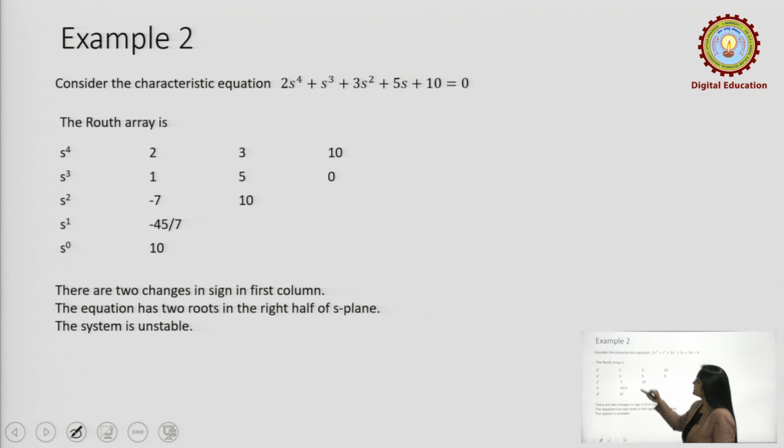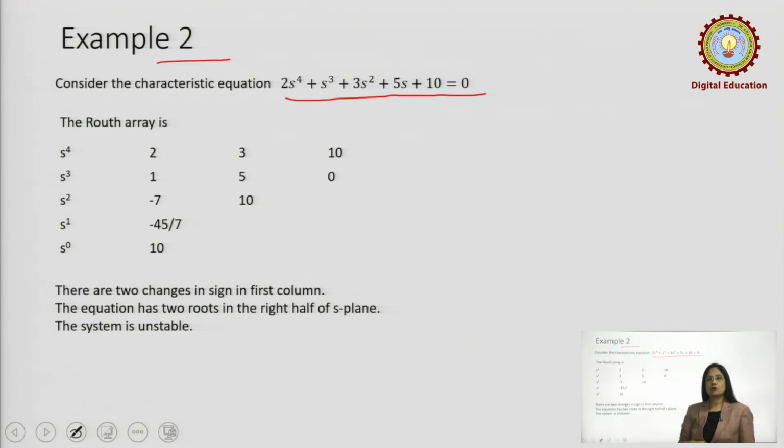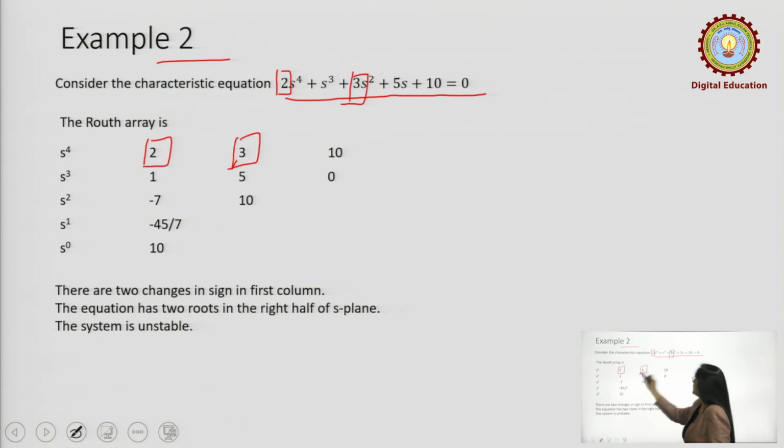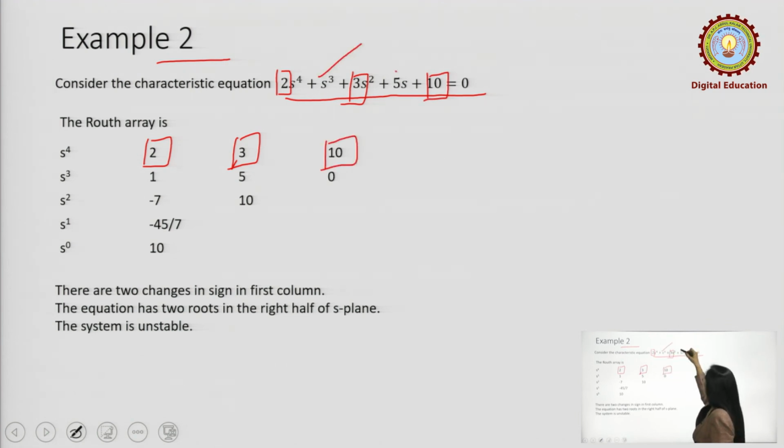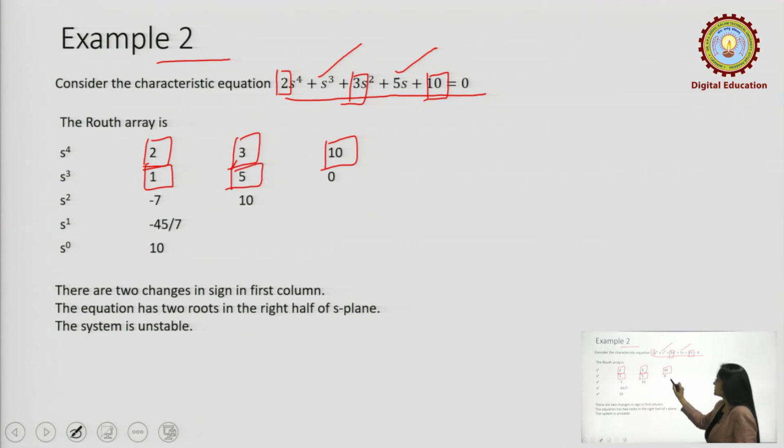Let us take up another example, that is example 2. The characteristic equation here is of a fourth order function: 2s raised to 4 plus s cube plus 3s square plus 5s plus 10. So, arranging the first row, this is 2, 3, and then we have 10 placed here. What remains? 1, the coefficient of s cube, and then the coefficient of s. The remaining terms are 0.